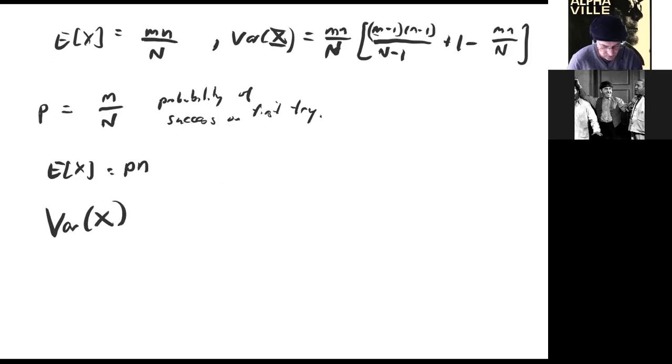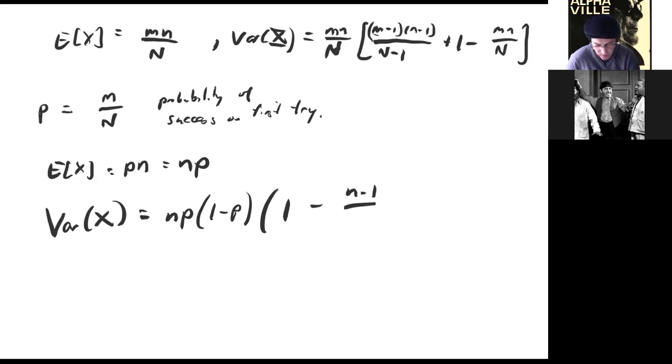And then what does the variance become in terms of this new variable? Usually it's written in terms of n times p. If you do the substitution, it's n times p times 1 minus p times 1 minus n minus 1 over capital N minus 1. So this is an easier form of the expression.